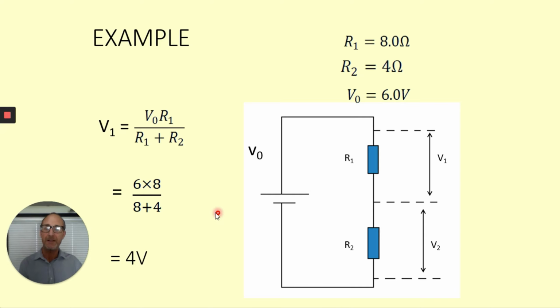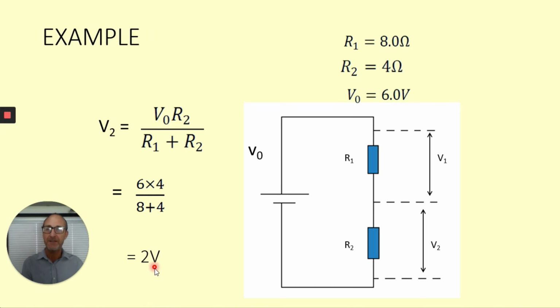Another example, here we've got our circuit. This time I want to find V1. So it's what proportion of the voltage, high voltage, is this getting? So it's our 6, which is our VO, times 8 divided by 8 plus 4. So this is the total resistance. So it's 8/12 of 6, which gives us 4 volts. Right, I'm really hoping that's made sense.